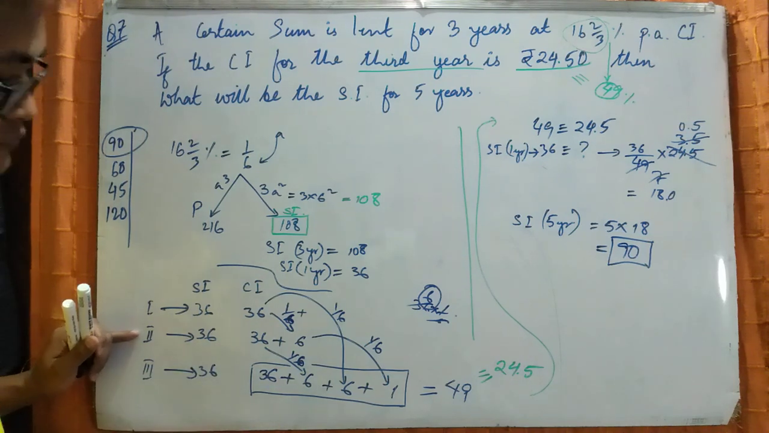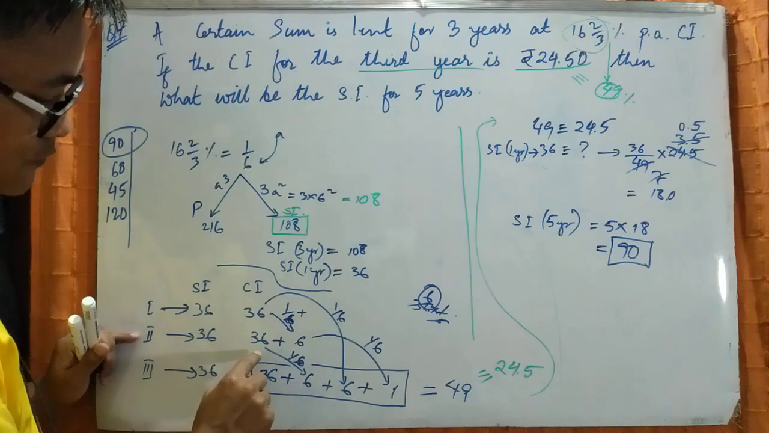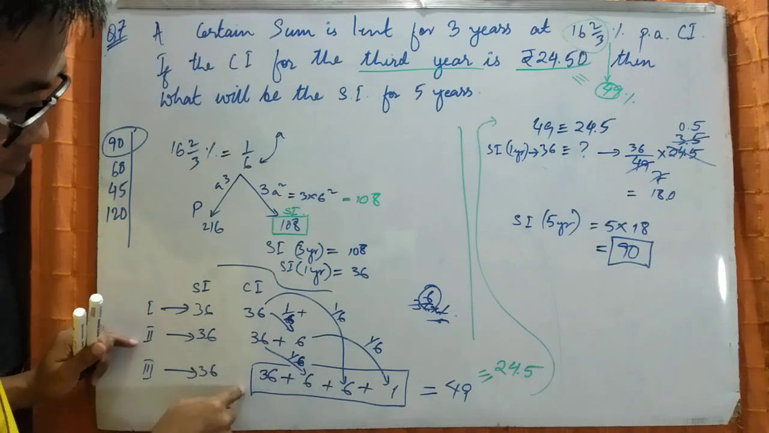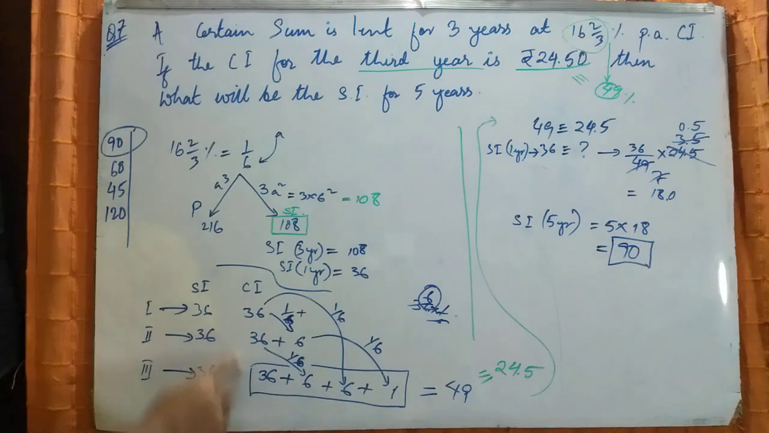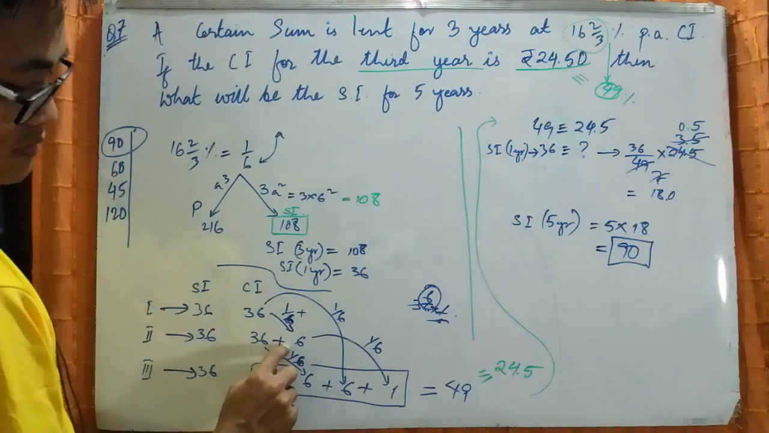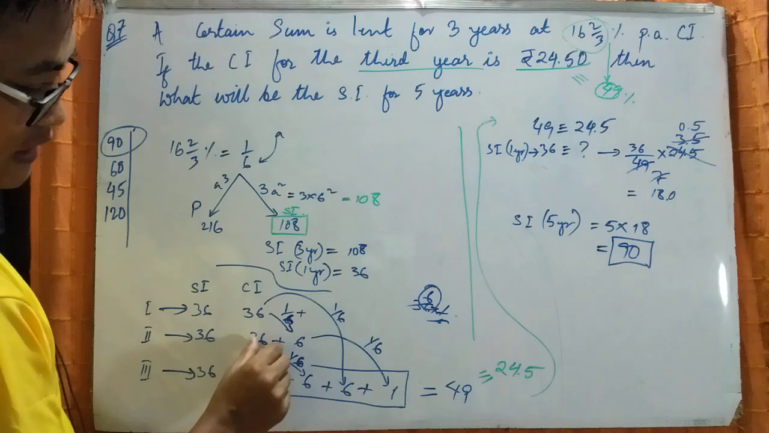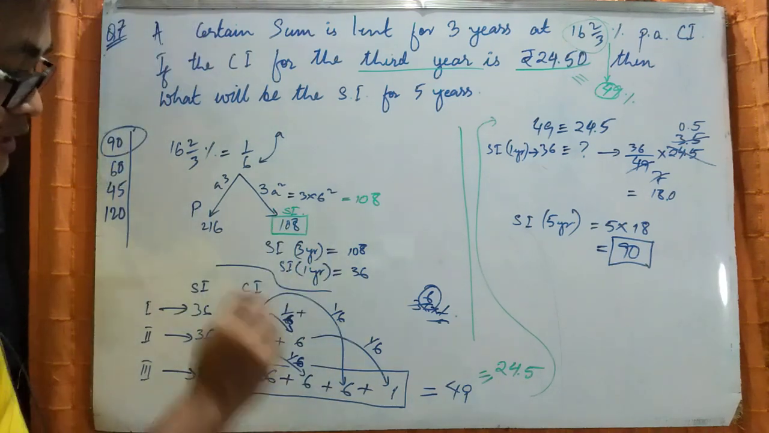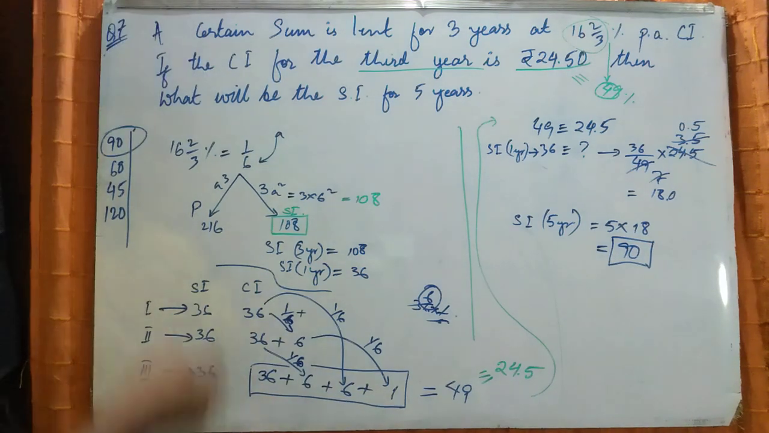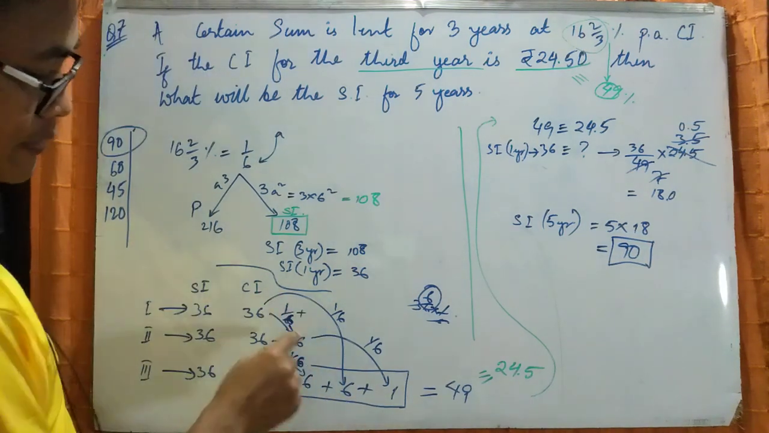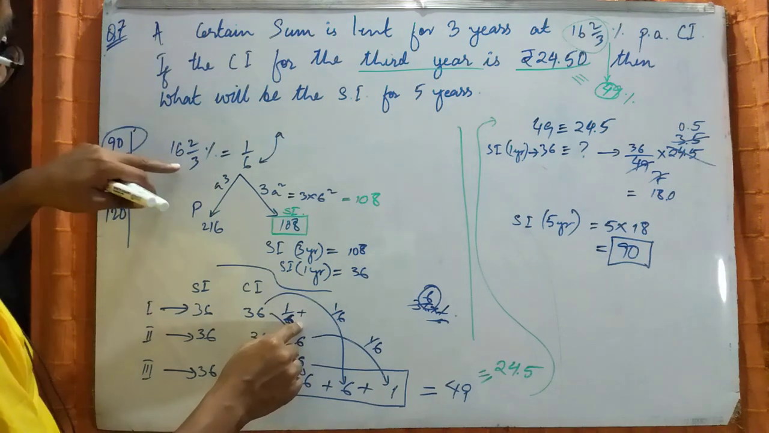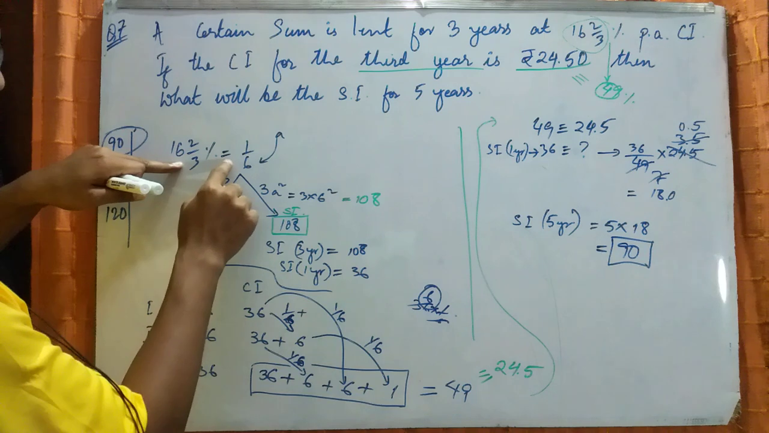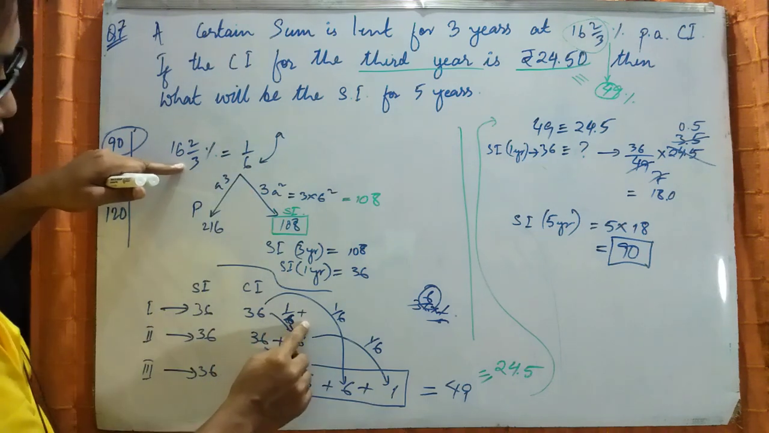Second year: 36 plus, in addition to this 36, there will be an increment. How much increment? The increment amount will be 16 2 by 3% of this. 16 2 by 3% is 1 by 6, so I am using here 1 by 6.